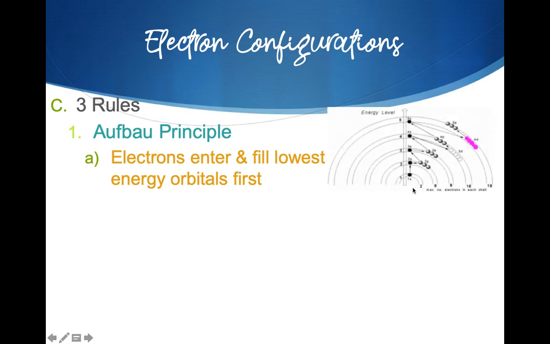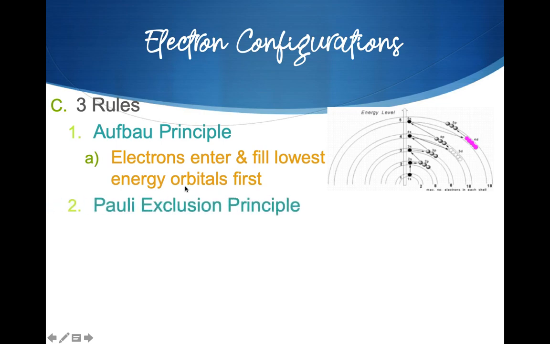So the idea here is, if this is my nucleus, I want to fill my first energy level. When that's filled, then I go to the second energy level. When that's filled, I go to the next energy level, and it continues on from there. So whatever is the lowest energy orbital gets filled first, and then we go on.